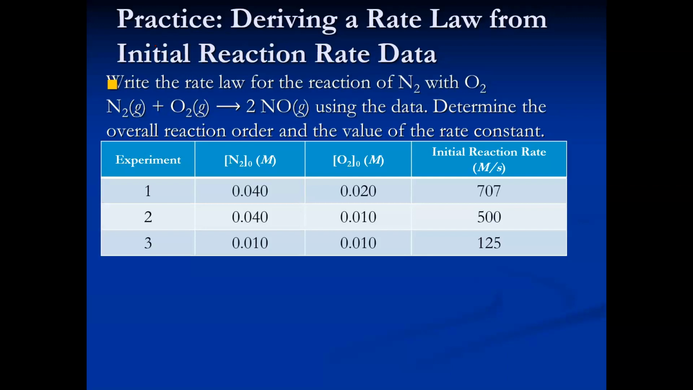Okay, so these are going to be figuring out our initial rate from our data. You can always tell because you're always given data here. So for our first one, let's say we want to figure out the order with respect to N2, and then we need to figure out the order with respect to O2.